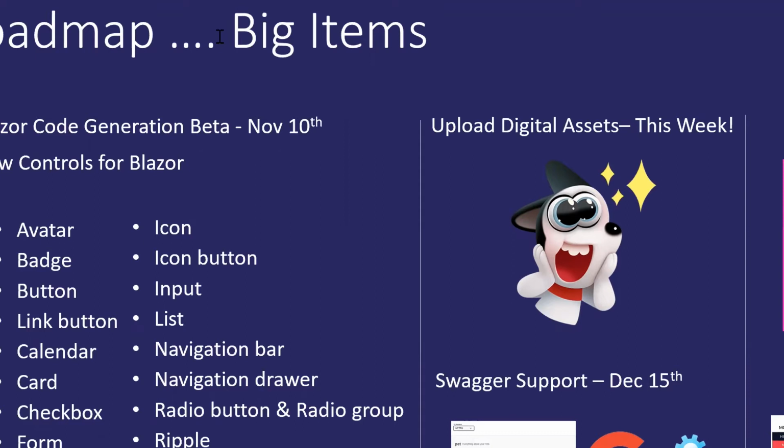So right now the code generation is Angular. So if you design anything in App Builder, and you'll see today, you output the code to Angular while we're adding Blazor support for that.